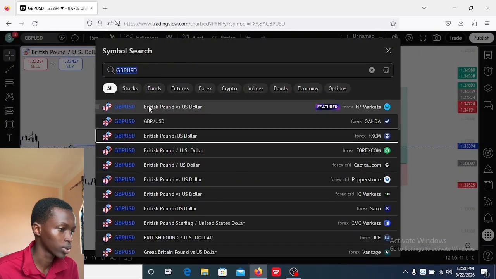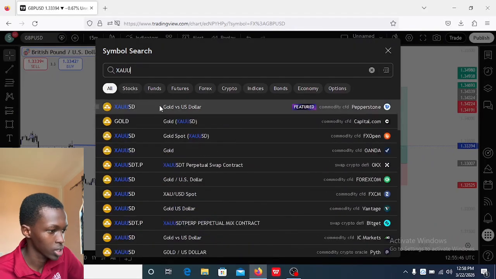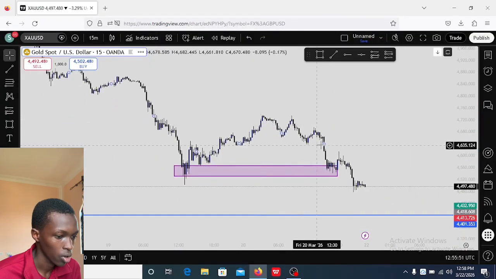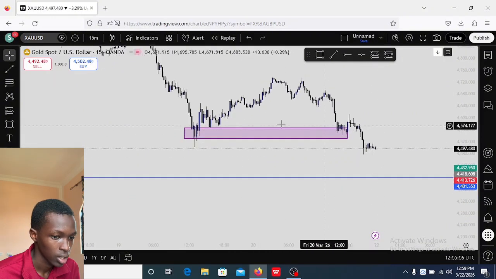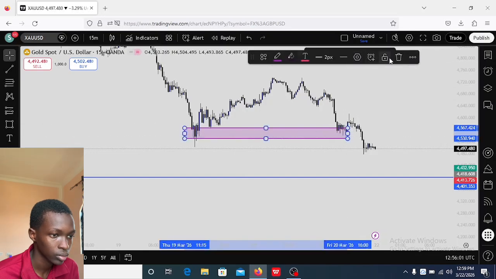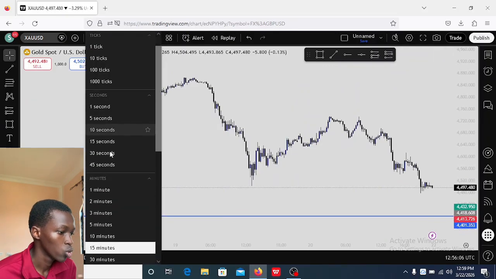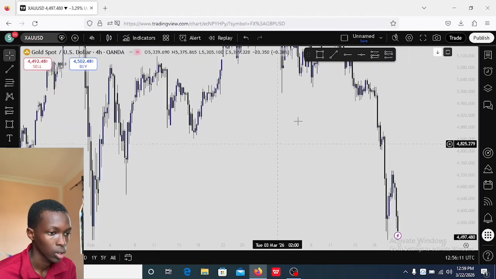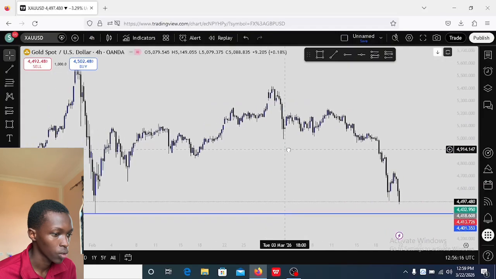I'll see what happened on gold last week, XAU USD. I even made a box on this. So as usual, you go to the 4 hour time frame. You can see gold is kind of consolidating.